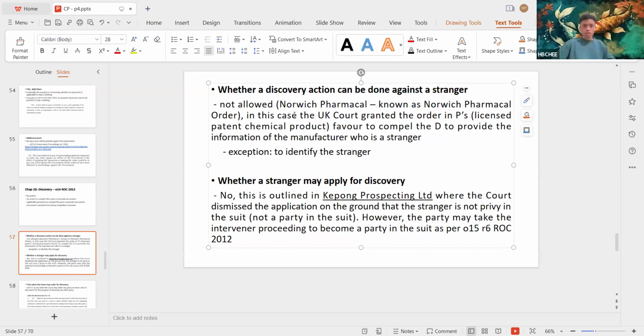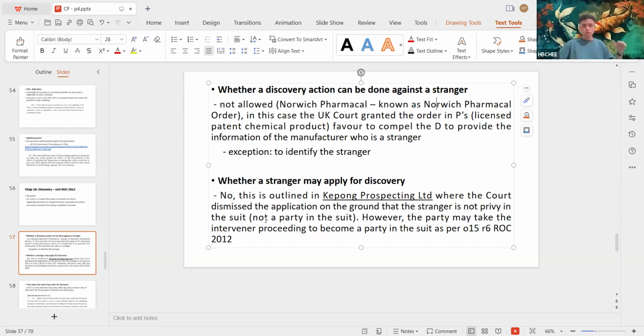In this case, it is concerning the licensed patent owner who is the plaintiff, to compel the defendant to provide information for him to substantiate his case. So here is the exception, to identify the stranger. Which means that the discovery can be done against the stranger if you want to identify the stranger. So the next question is whether a stranger can apply for discovery. No, because he is not a privy in the suit, which means that he's not a party in the suit. However, the stranger can take the option of intervener proceeding, which we have covered in the earlier chapter, under Order 15.